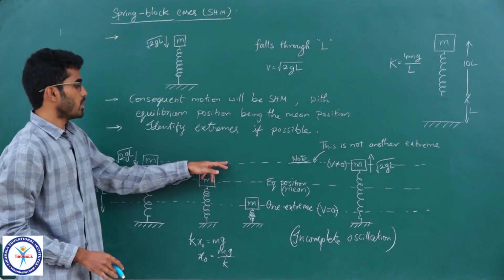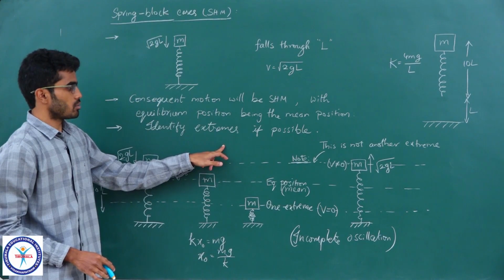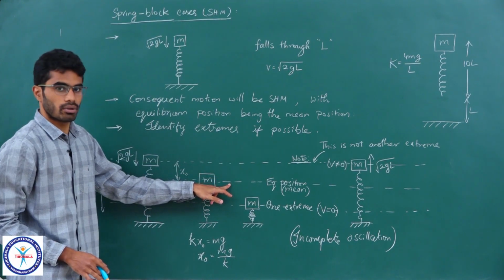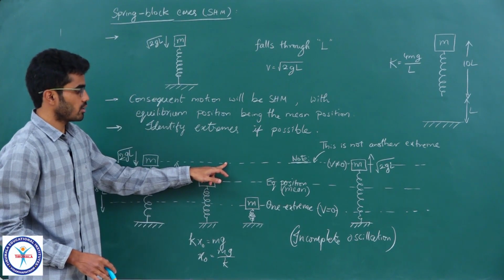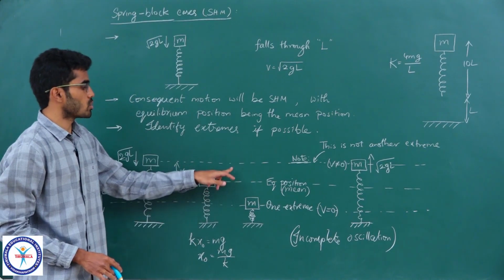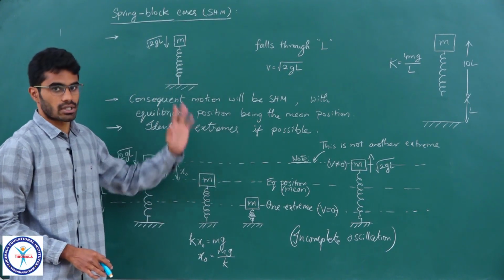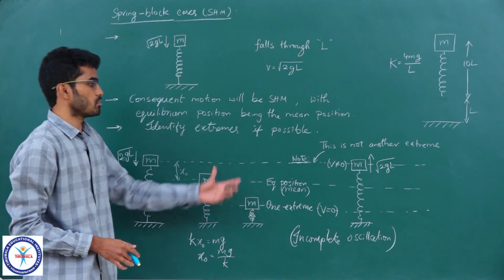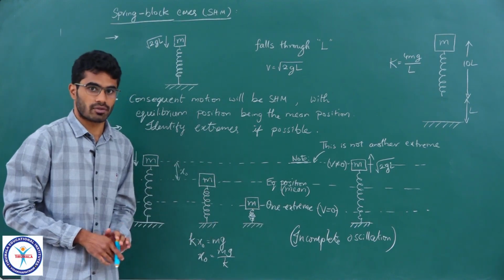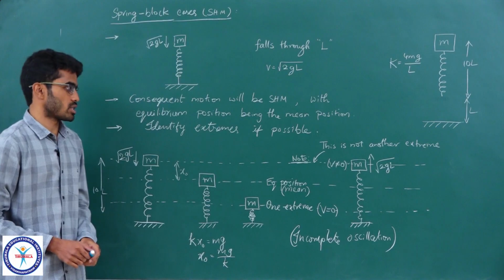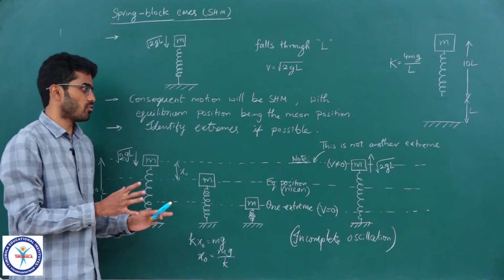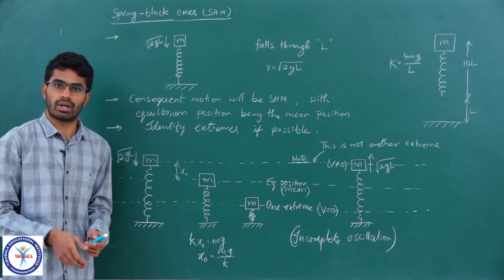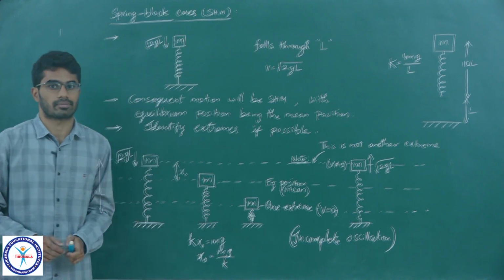So, it starts somewhere between the amplitude, the extreme position and the equilibrium position, goes to one extreme and leaves the surface. Some part of the SHM is not observed here. So, it is incomplete oscillation. So, once you have figured out what is going on, we can now attempt the questions.